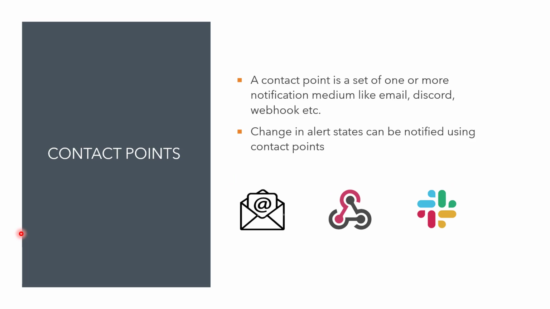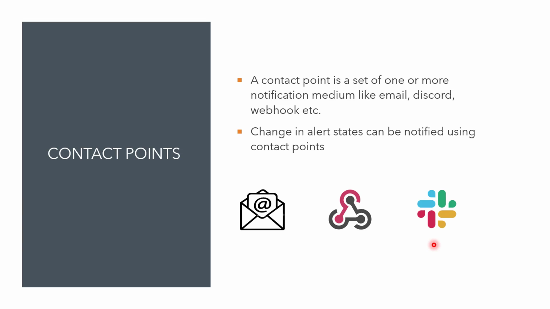And the next thing is the contact point. So contact point is basically a notification medium using which you can send your alert information to your stakeholders. So in Grafana, you can have multiple types of contact points like email, webhooks, Slack, Discord, etc. So basically the change in alerting states can be notified using these contact points.